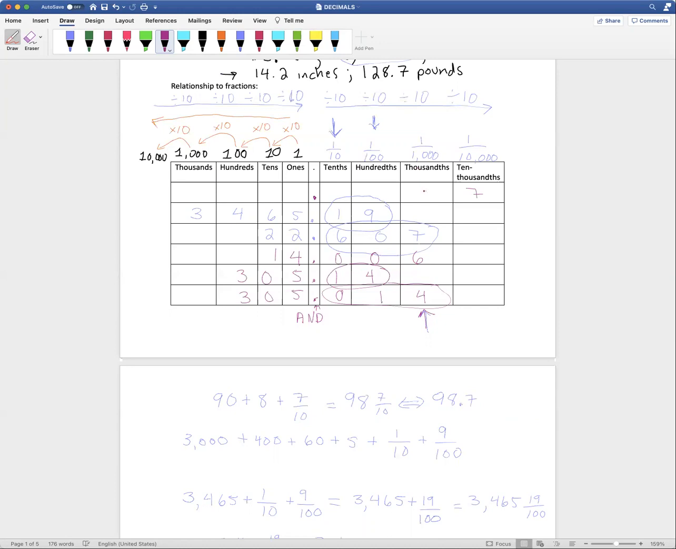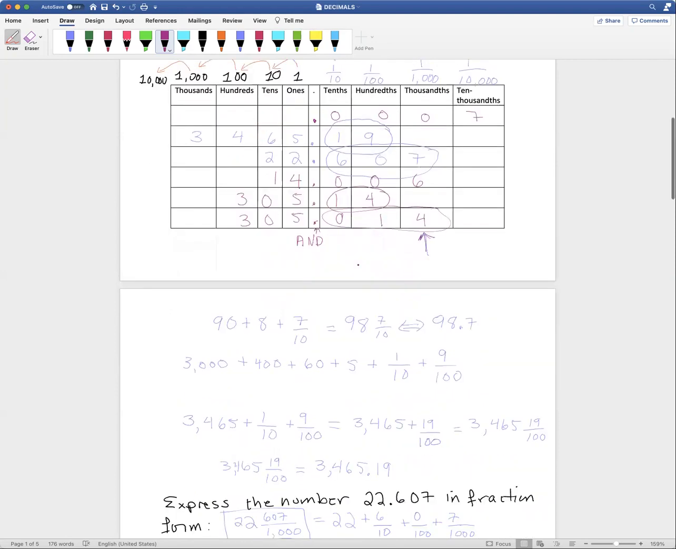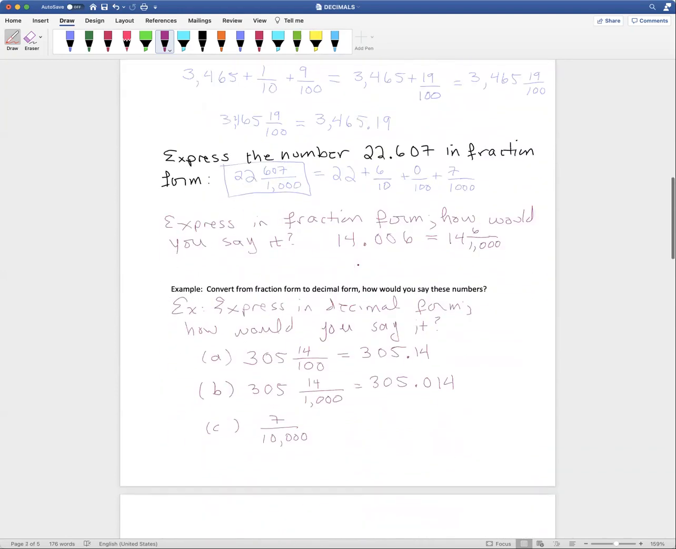We don't have any thousandths, we don't have any hundredths, we don't have any tenths. There are no whole numbers, so we don't have to worry about putting anything over there. So the way we would represent this number in decimal form is no tenths, no hundredths, no thousandths, but 7 ten-thousandths. So 0 tenths, hundredths, thousandths, 7 ten-thousandths.